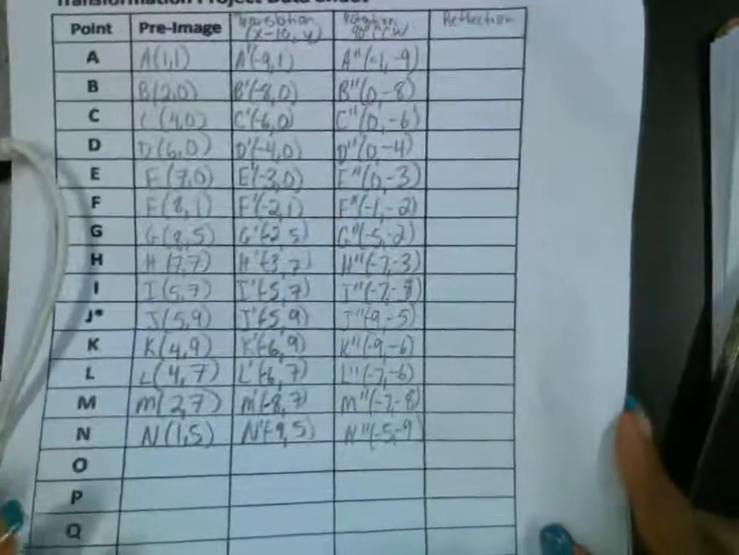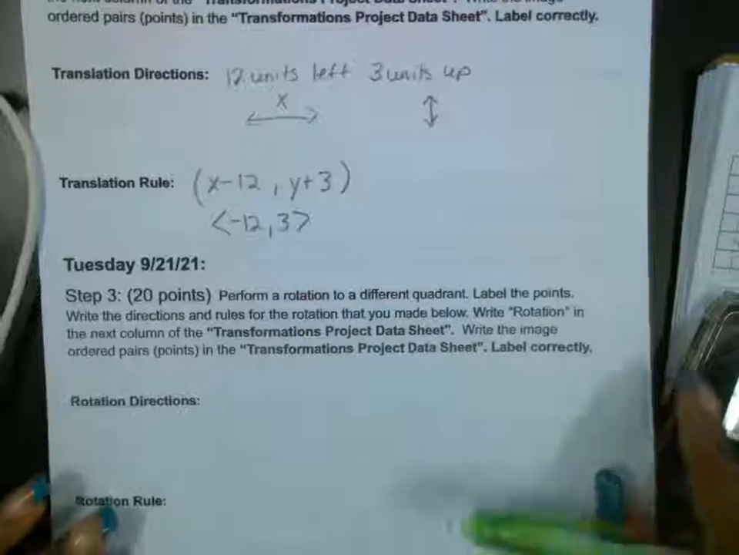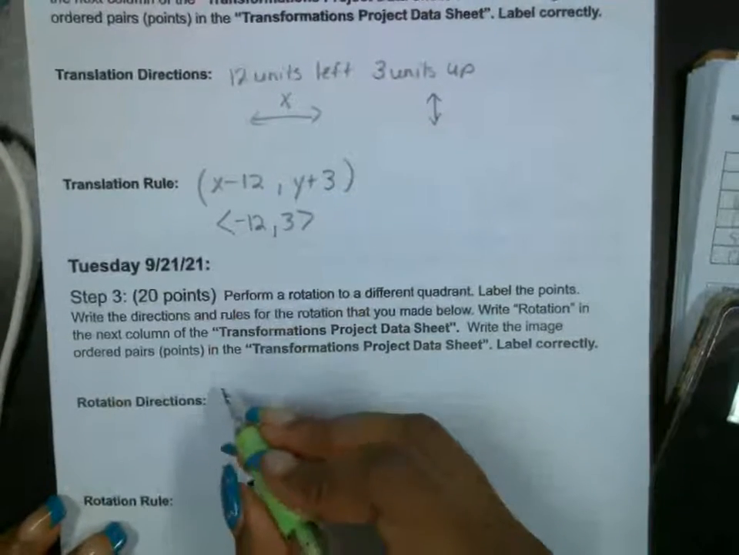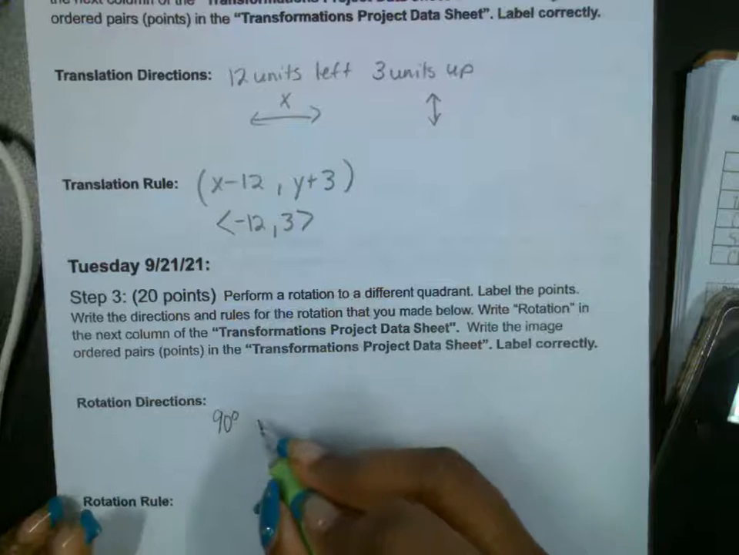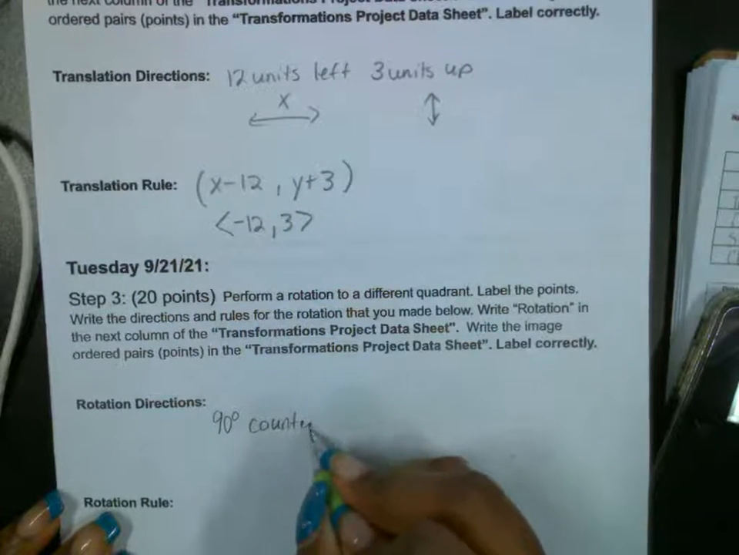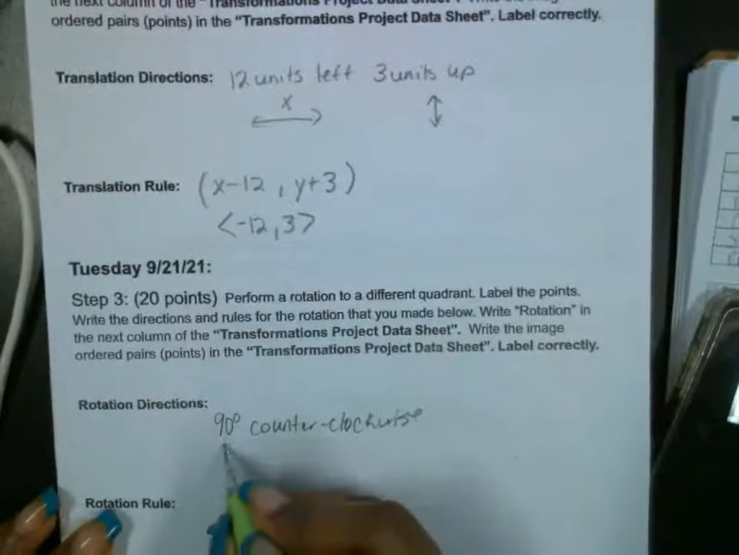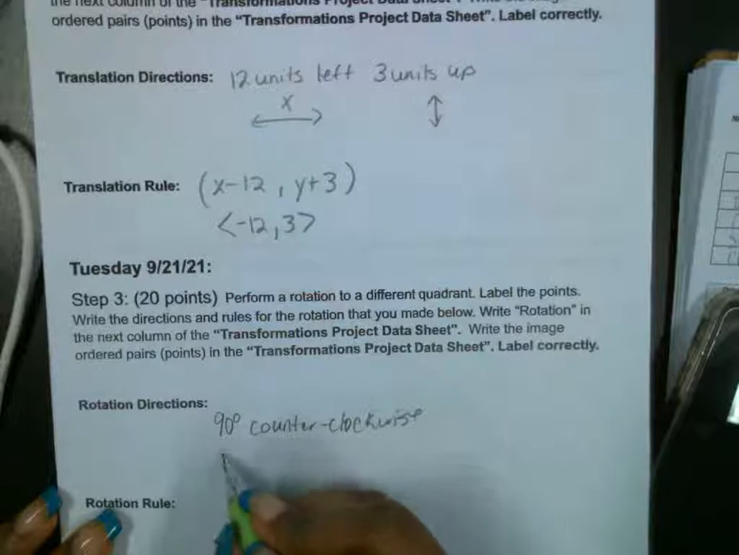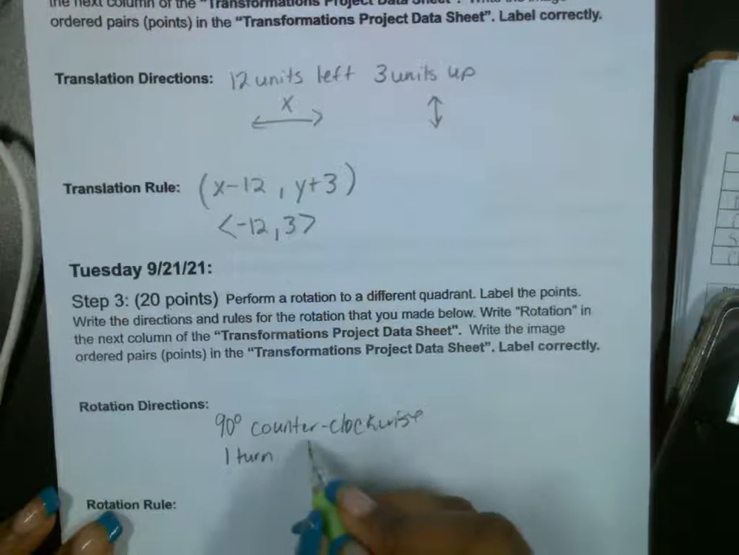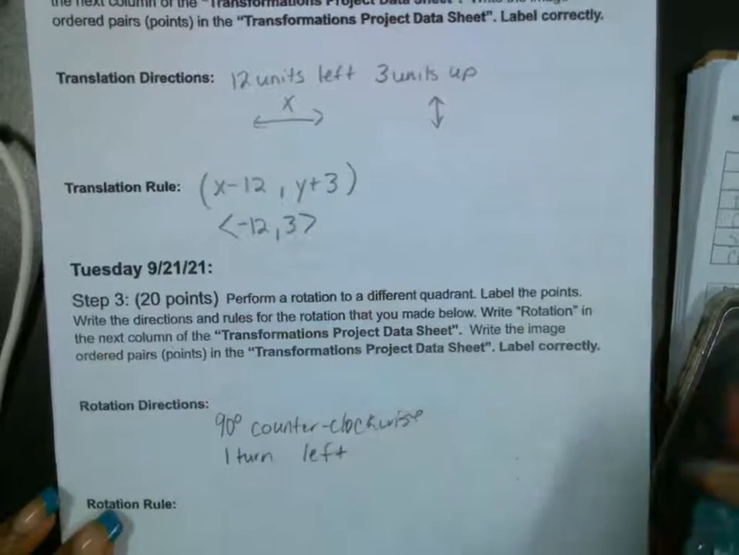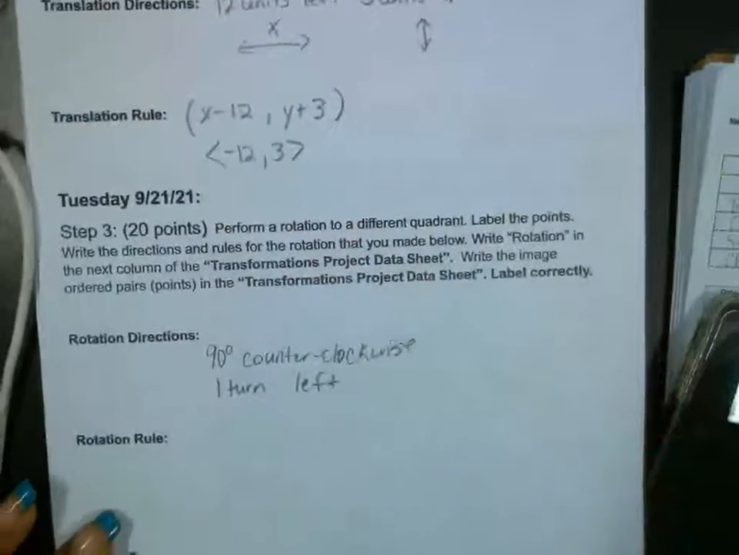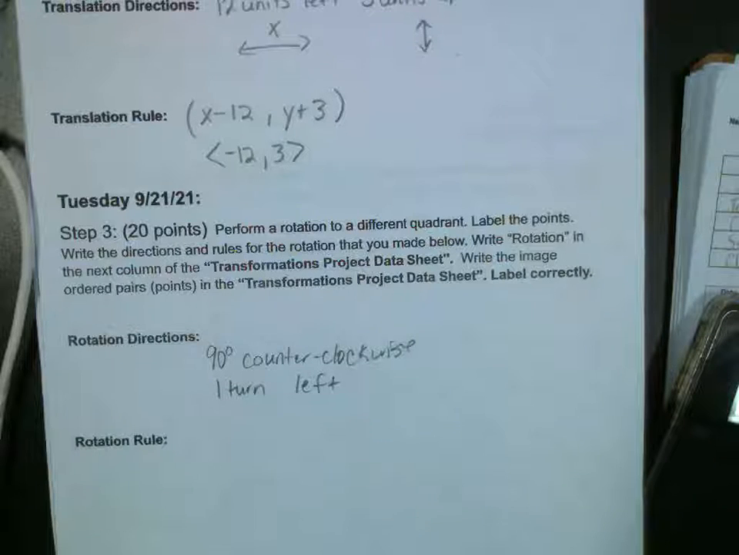All right. So now, after you write that down, remember you can pause the video if you need to. After you write that down, you go right here where it says rotation. The directions that we did were 90 degrees counterclockwise. And here we put 90 degrees is one turn, and counterclockwise is to the left. That was the directions.